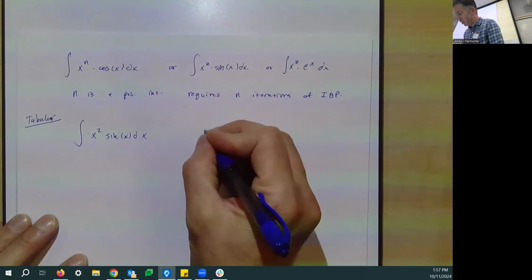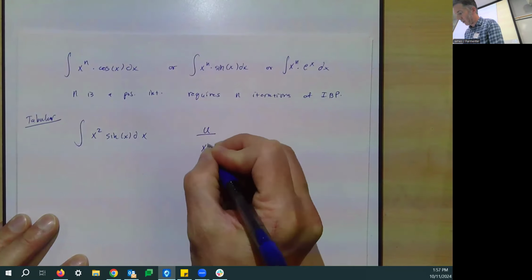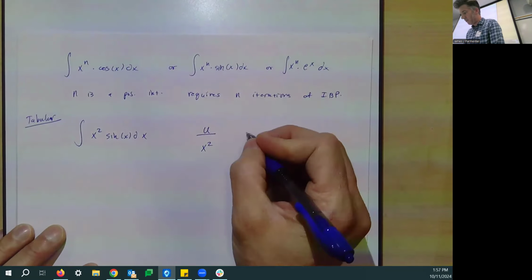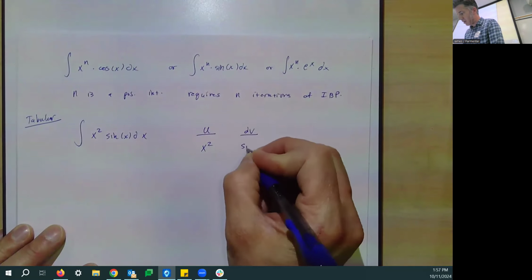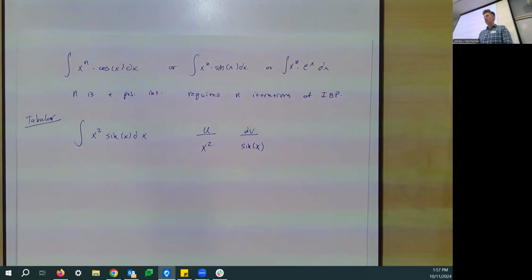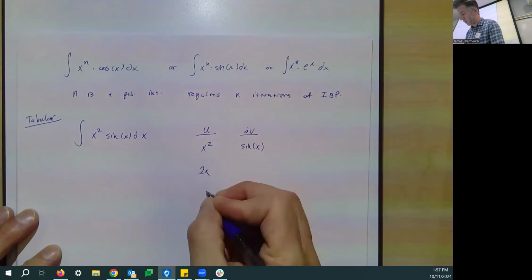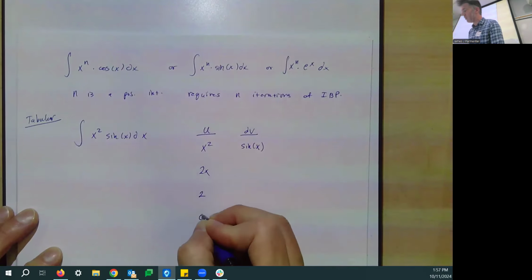Right. So in my u column, I start with x squared. In my dv column, I start with the rest, except I don't write the dx, so that's annoying. In my u column, since I picked x to a positive integer power, I'm going to take all the derivatives, and eventually the derivative is going to be 0. That's always true for a polynomial. Eventually, if you take enough derivatives, you'll get to 0. Derivative of x squared is 2x, derivative of 2x is 2, derivative of 2 is 0.